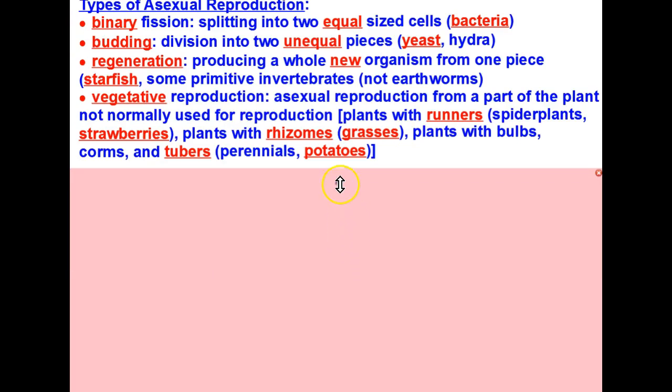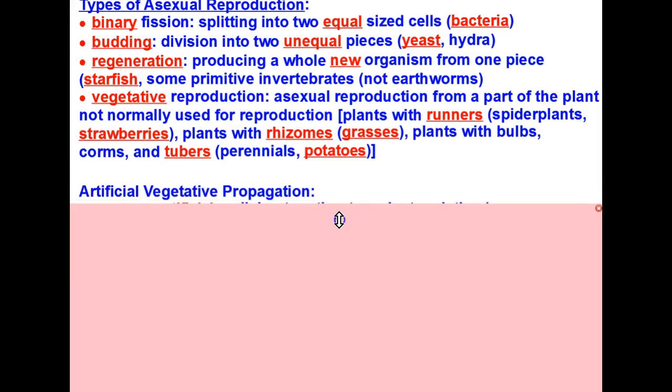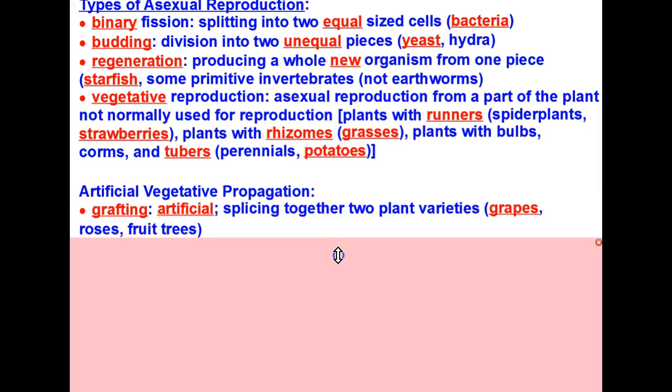Humans have also invented various ways of artificial asexual reproduction, and most commonly artificial vegetative propagation, though it's also extended now into some animal species as well that we'll take a look at in a minute. We'll start off with grafting. Grafting is artificial, and it's splicing a stem onto a rootstock of a different plant. This is commonly how grapes, roses, and fruit trees are produced.